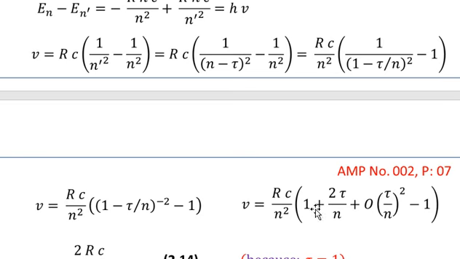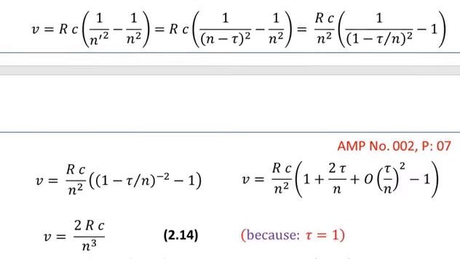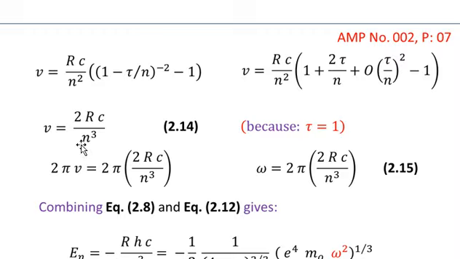So 1 will be cancelled out with the 1, and then we are left with the frequency nu equal to 2Rc over n cube, which forms equation number 14, because here I have used tau equal to 1. Now you can multiply equation number 14 on both sides by 2 pi, so that you can introduce angular frequency omega as shown in equation number 15. So omega is equal to 2 pi times 2Rc over n cube. So you see that I have found an expression for omega using Bohr's model.